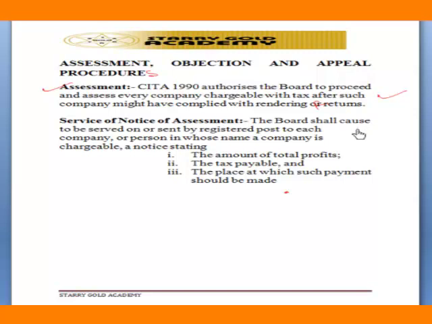The notice of assessment will state some items; it will have content, what it's supposed to carry. If you have to send a notice of assessment to somebody, say Mr. A, what is he expecting to see in it? He will see the amount of total profit, and the tax payable, because it's based on the total profit that the tax has been assessed. And where is the payment to be made? The payment will be made to the tax station.